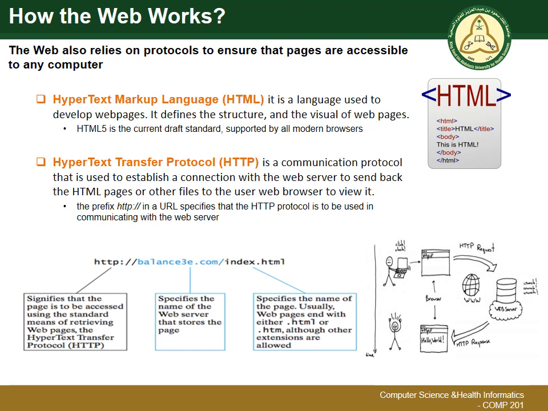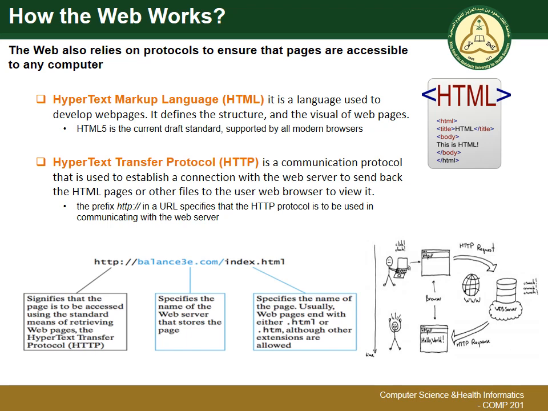Similar to internet communications, the World Wide Web relies on protocols to ensure that web pages are accessible to any computer regardless of the machine, hardware, operating system, browser, or location. There are two standards used to ensure that. These protocols are the Hypertext Markup Language, HTML, and the Hypertext Transfer Protocol, HTTP, which work in combination with the TCP/IP protocol to enable the exchange of web pages over the internet. We'll talk in detail about these two protocols now.